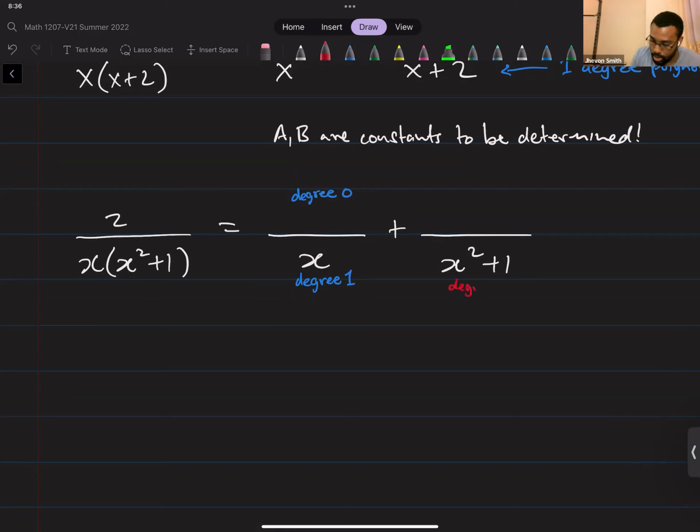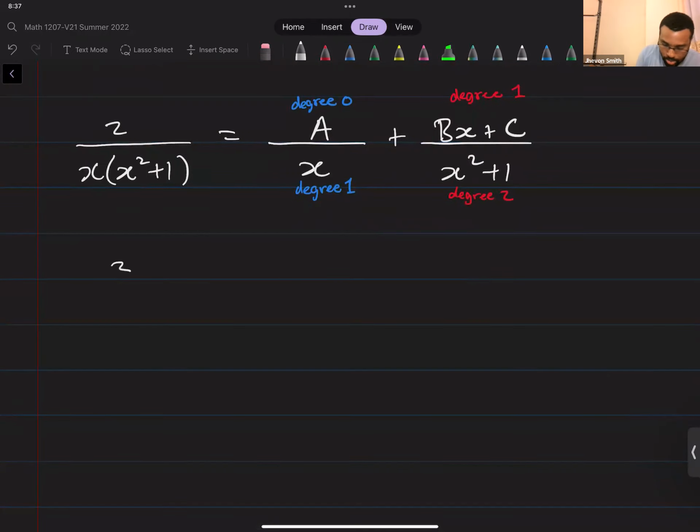This guy is degree 2. Which means on top, you need degree 1. You always choose 1 degree less than the denominator, right? Obviously, it can't be the same because that's an improper fraction, or larger because that's an improper fraction. But you want 1 degree less because you want the largest possible thing that it could be so that you get all the right constants. So degree 0 is just a constant, so that's just going to be A. Degree 1 looks like a linear function, right? Mx plus b sort of thing. So here I can write bx plus c, right? So that's degree 1.